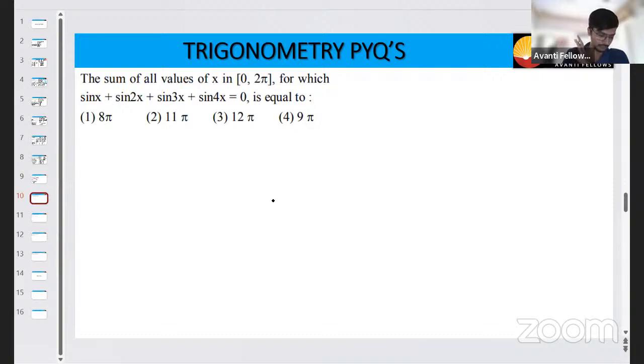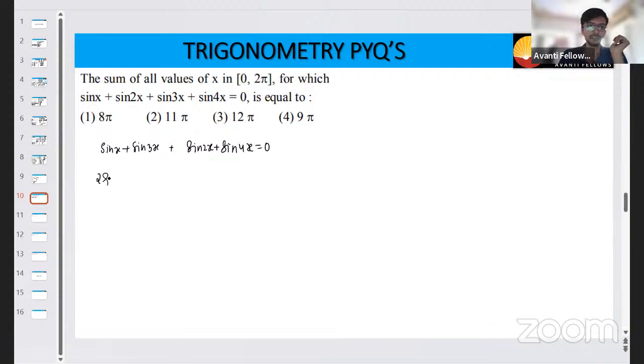The sum of all values of x in 0 to 2 pi, for which sin x plus sin 2x plus sin 3x plus sin 4x equals to 0 is equal to. What can we do here? इसको हम लोग को by using factorization we have to solve. Correct? So I am grouping sin x plus sin 3x plus sin 2x plus sin 4x equals to 0.